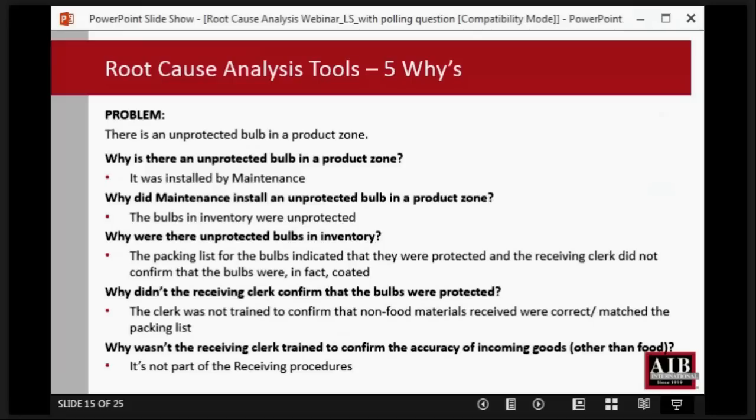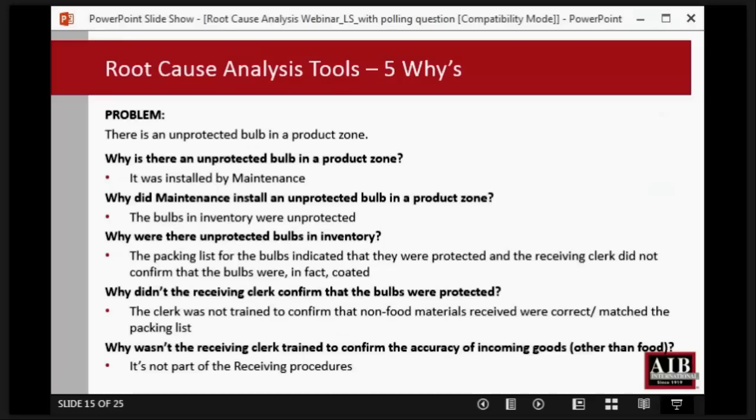This is another example here. We have unprotected lights in a product zone area. So we need to ask, why are there unprotected bulbs in a product zone area? It's installed by maintenance, but it might not be maintenance's problem. Why did maintenance install an unprotected bulb in a product zone area? The bulbs in inventory were unprotected. In other words, they're supposed to receive coated bulbs, but in this case, they actually received unprotected ones.